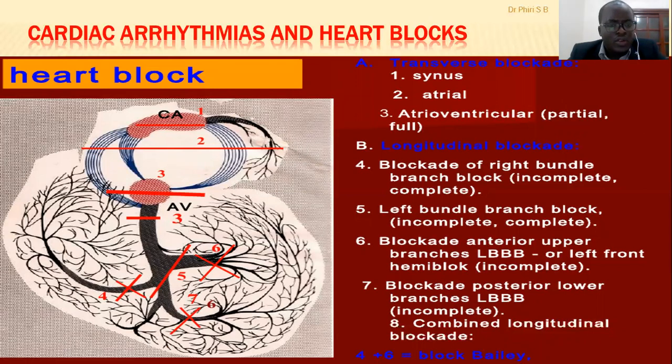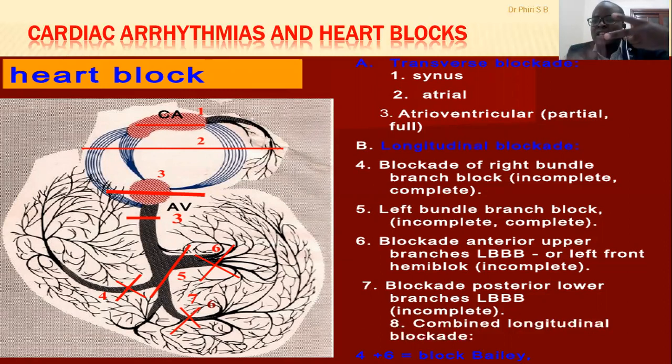So the longitudinal ones, you can see here that you have one shown in 4 here. This 4 is called a blockade of the right bundle branch, or right bundle branch block, meaning that the bundle of His is going to divide into 2. So you have right and left bundle branches of His. Then on top of that, you need to understand that the left bundle branch of His is also going to divide into 2. So you have the anterior and the posterior bundle branch of His.